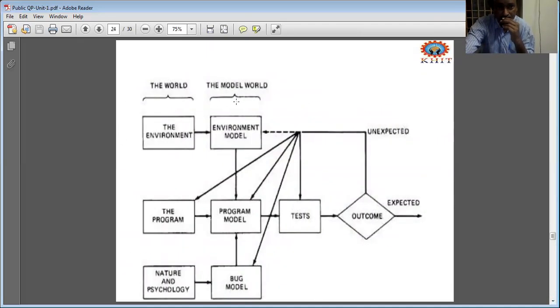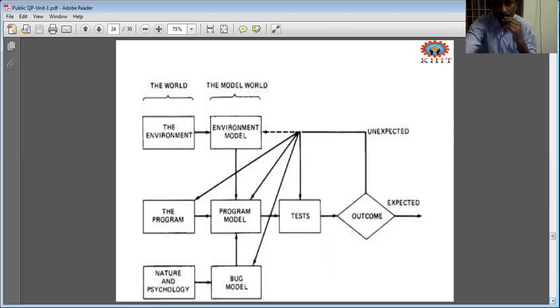The model world. The world is nothing but the environment, the environment model. Unexpected is about the expected outcome. Here, program is there, program model is there, test is there. From this test, the program model and the program, we can get the bug model. From nature and psychology also you can get the bug model.